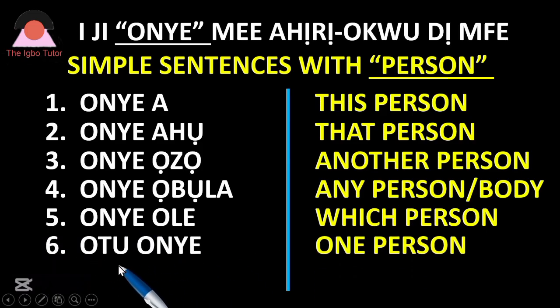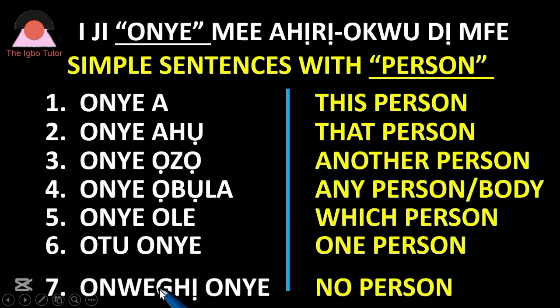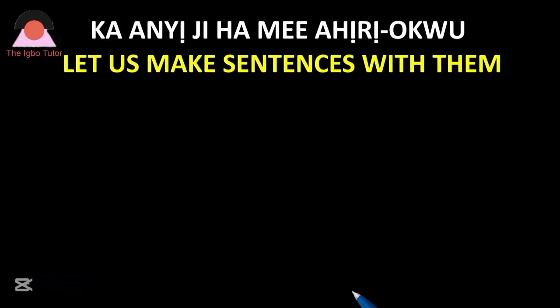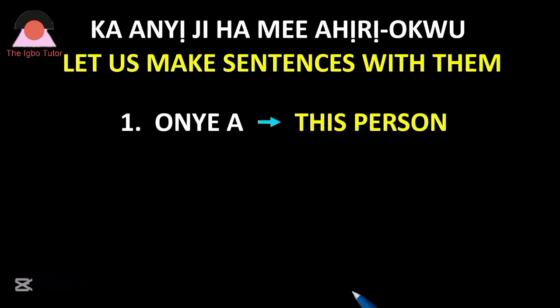Otu onye. We don't say onye otu. It's otu onye, meaning one person, a person. Okay. And we go to number 7. Onwei onye. Some will say odei onye or onwei onye, as the case may be. No person or nobody. Let's proceed to make simple sentences using each of these phrases to capture their proper usage in sentences. Let's go. Ka anyị gaa n'ihu.